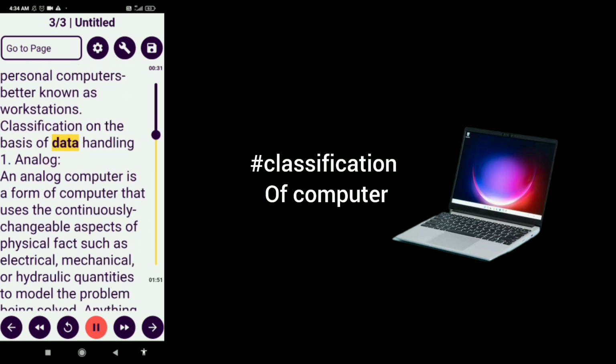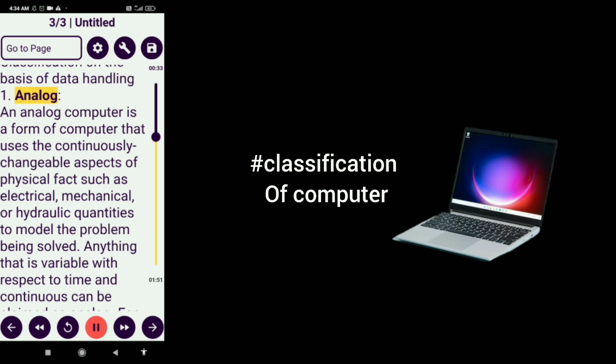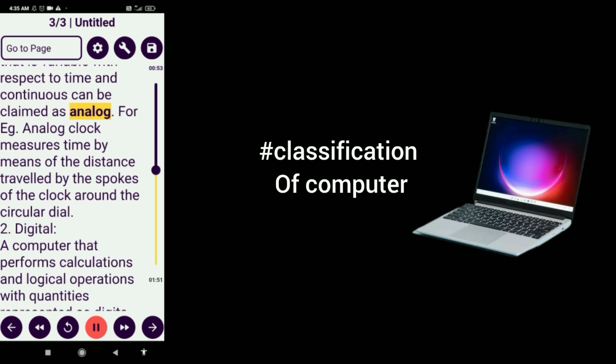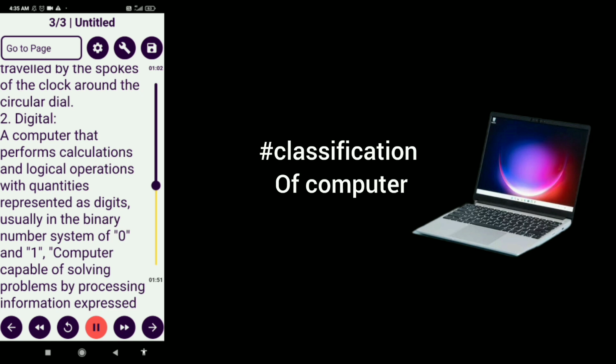Classification on the basis of data handling. 1. Analog. An analog computer is a form of computer that uses the continuously changeable aspects of physical facts such as electrical, mechanical, or hydraulic quantities to model the problem being solved. Anything that is variable with respect to time and continuous can be claimed as analog. For e.g., an analog clock measures time by means of the distance traveled by the spokes of the clock around the circular dial.